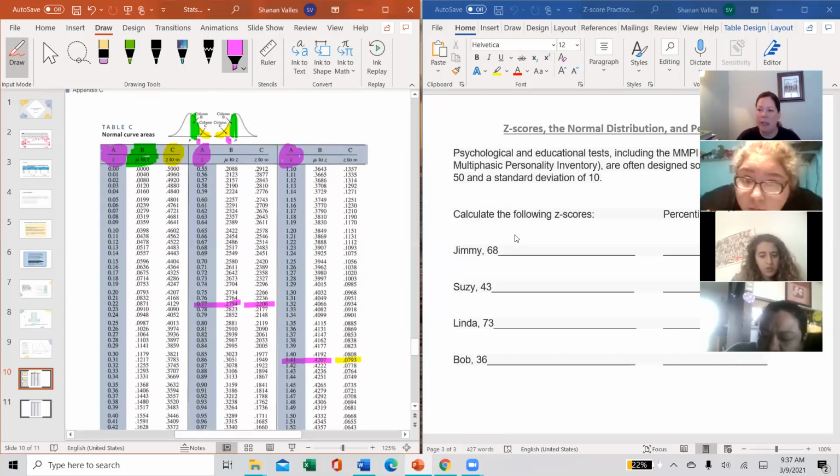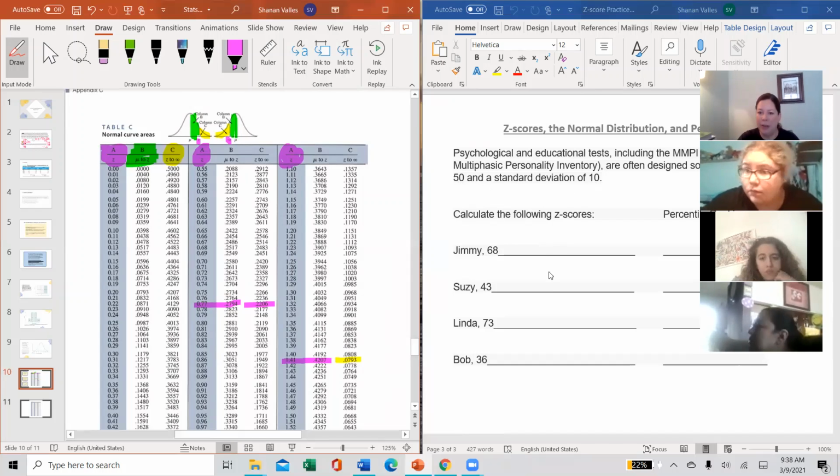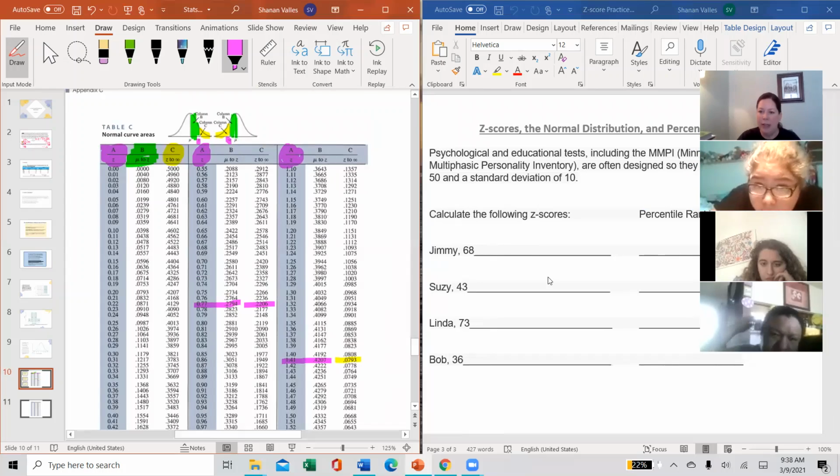Any questions there on how to get the Z-scores? No? Okay. Remember, raw score minus the mean divided by the standard deviation. Okay, good. Now what we need is the percentile ranking, right? We need the percentile. It's not hard, okay? It's not hard.